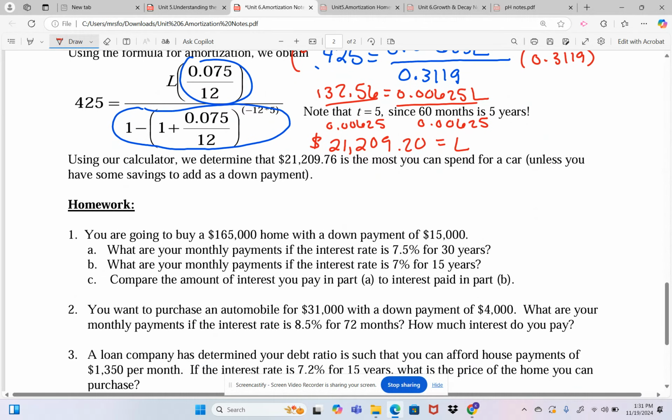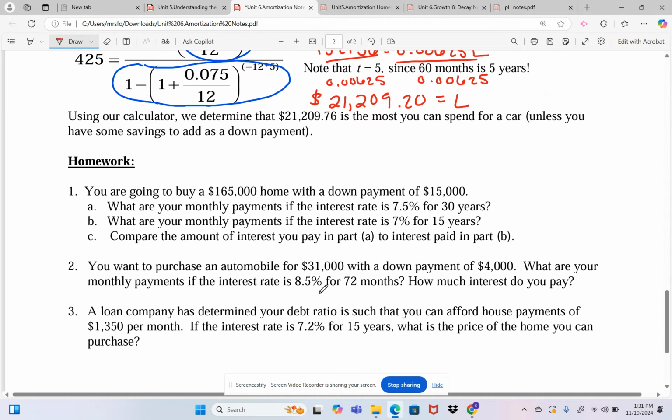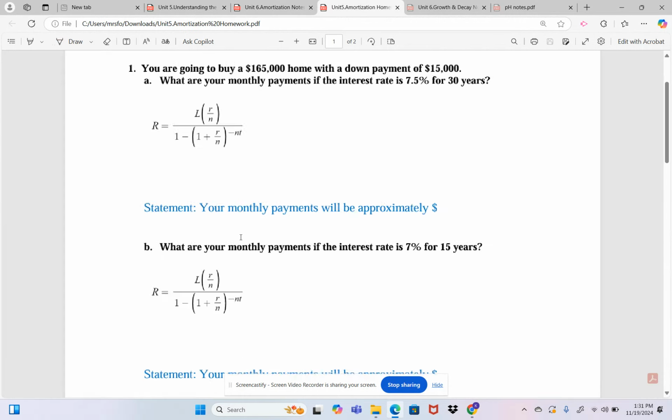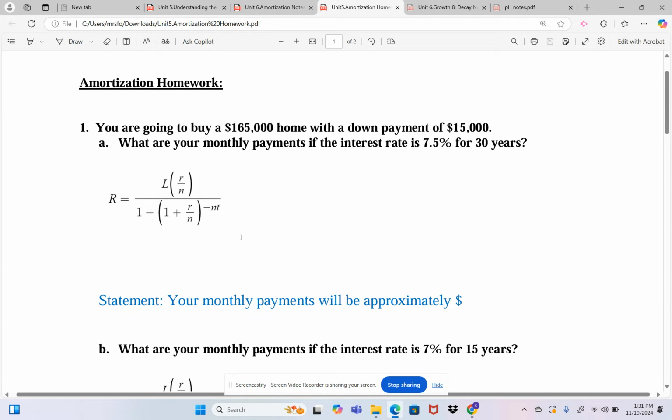So, let's look at doing a couple of these problems together. And then also we do have one more lesson to look at today. And I know this class is a little bit longer because we did miss the last one. Okay, so looking at a homework problem.